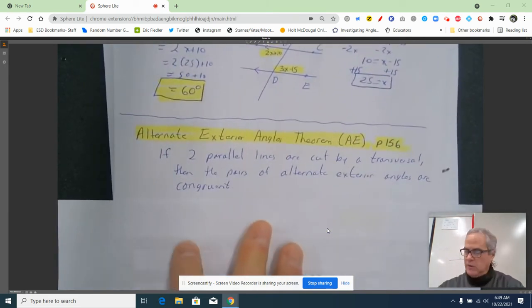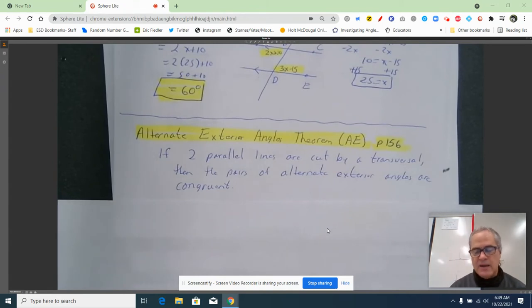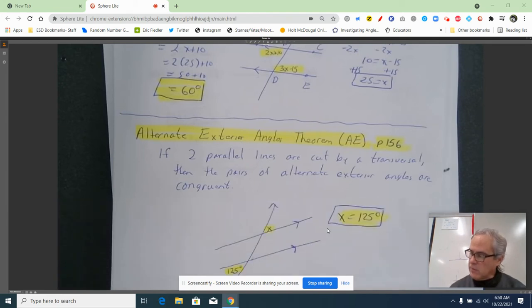Okay, the next one is the alternate exterior angles theorem, which I abbreviate AE. And I want you to use the abbreviations too: AI for alternate interior, AE for alternate exterior, and from yesterday, CAP for the corresponding angle postulate. The alternate exterior angles theorem says if two parallel lines are cut by a transversal, then pairs of alternate exterior angles are congruent. So I take a look at my picture.